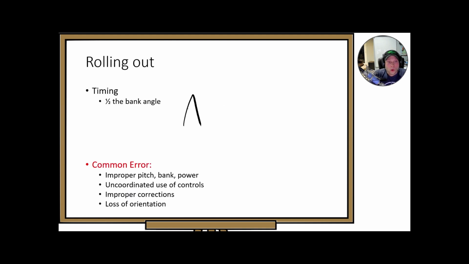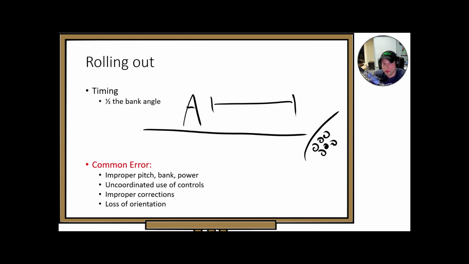Now let's talk about rolling out. So we've got our reference point and we're coming around. A general rule of thumb is you should always roll out of a bank at half the bank angle. So lead your roll out by half the bank angle. So if you are at a 50-degree angle of bank, divide that by 2, you get 25 degrees. So 25 degrees before you get to your initial heading, you can start putting in your inputs to roll back to level flight.